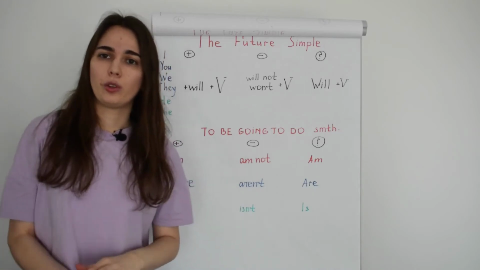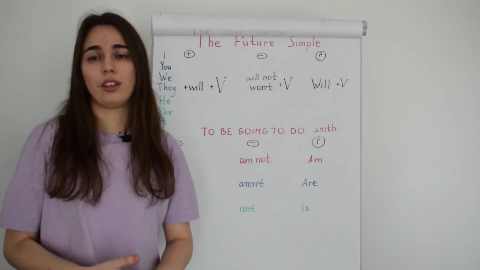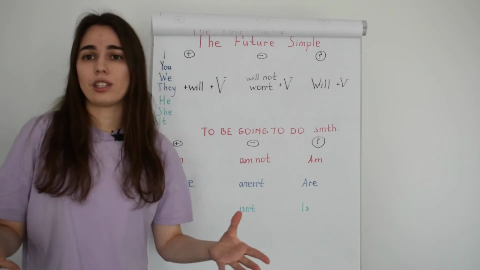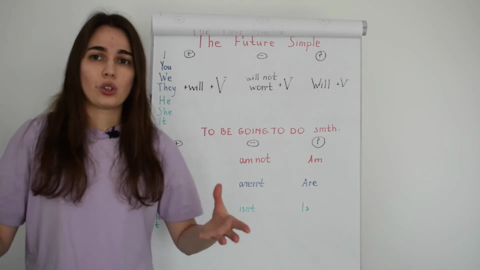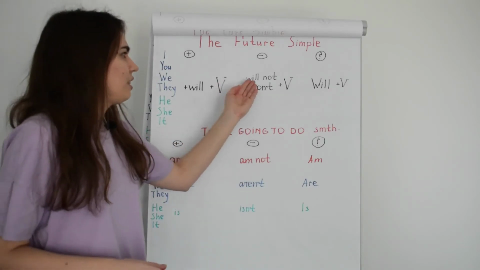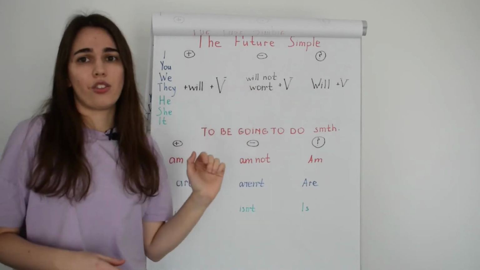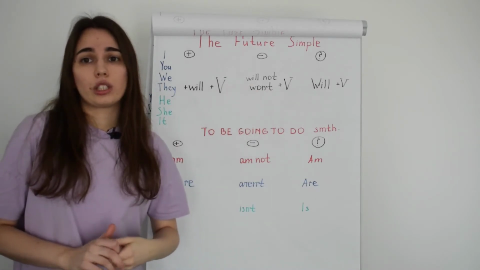I will cook tomorrow. I will help you because you have very heavy bags. Or I will translate this word for you because you don't know this word. In order to form the negative sentences, we need to use will not or the short form won't plus the verb again. He will not come.